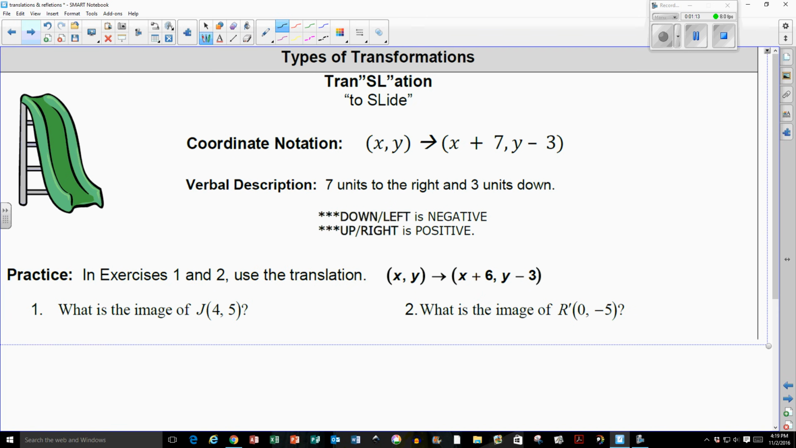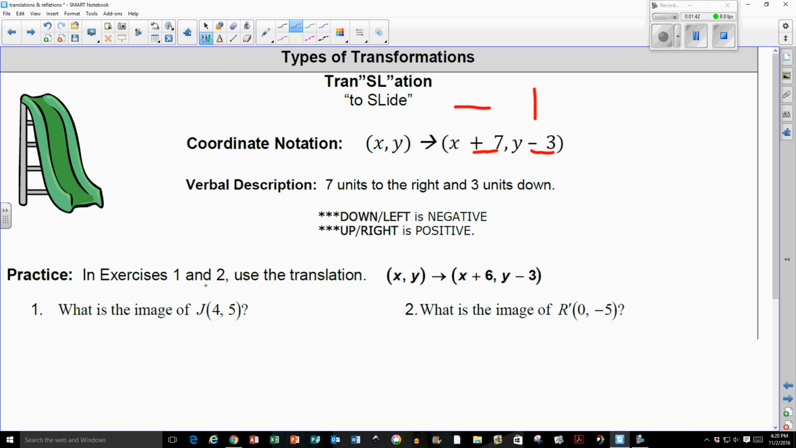So let's do some of this. So the first thing we're going to do is a translation. So notice that to do a translation, this is your notation. So you're going to take your x and your y and you're going to do something to the x. You're going to do something to the y. In here, plus 7 means 7 units to the right. Minus 3 means 3 units down because the x goes left and right. The y goes up and down.